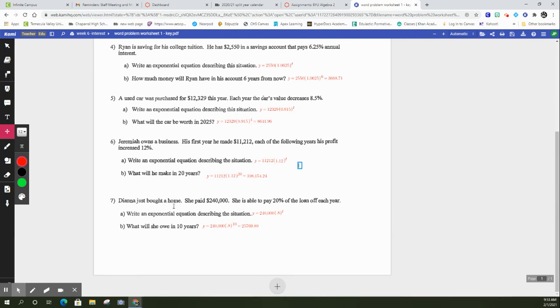All right, Diana just bought a home. She paid 240,000. Okay, if she's able to pay 20% off the loan each year of the remaining balance. So the first year she pays 20%, and then it goes down, and then she pays 20% of that remaining balance. Set up like this. Again, that's not how loans are structured, but for this sake, that's what we're doing here. So 0.8, again, 1 minus 0.2, 1 minus 20% is 0.8, right, for 10 years. Okay, she would have $25,769 left on her $240,000 loan.